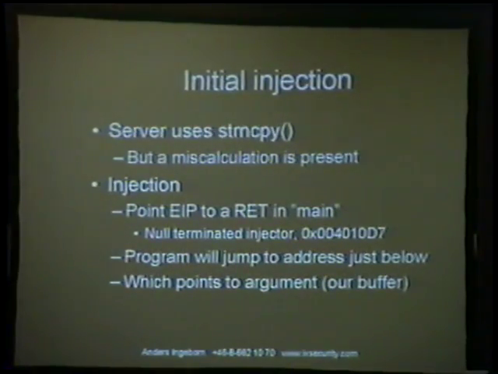In the example, I, as the attacker, gain control by overwriting the instruction pointer in such a way that it points to a return instruction in the main server application code. I use a null terminated injector, as you can see from the address there. By doing a double return like this, the program will jump to the address which is just below where the stack pointer points when the function internal believes it is finished. And this has the effect of getting execution into the first buffer, which happens to be the argument to the function internal.